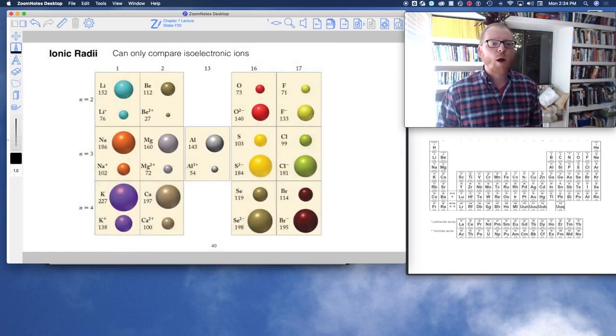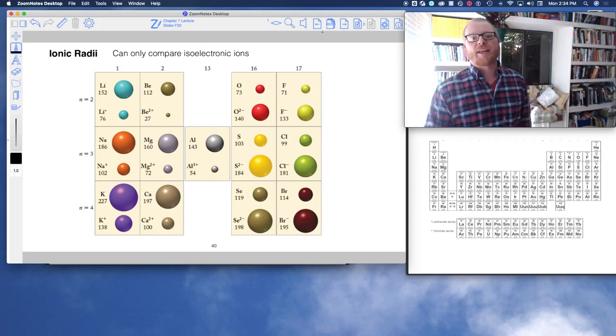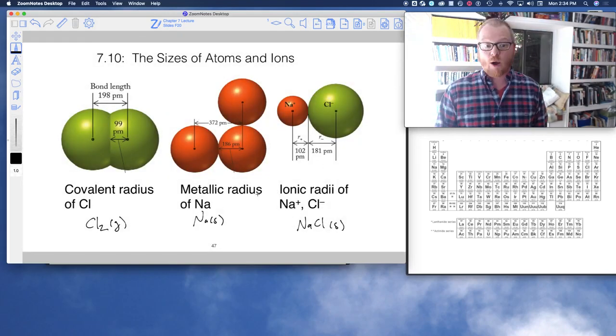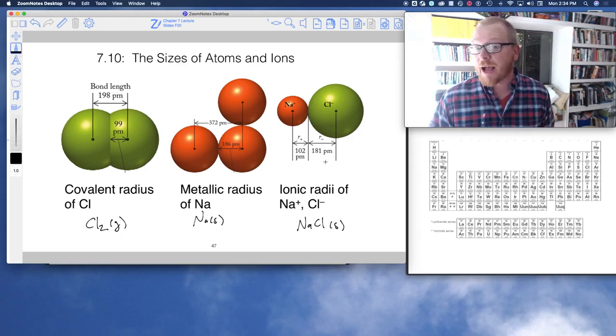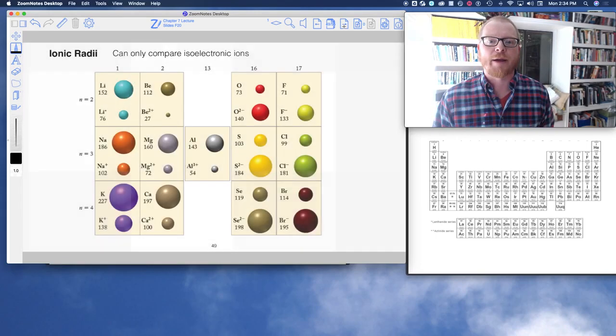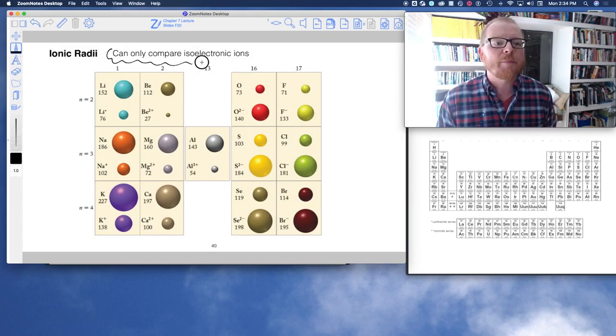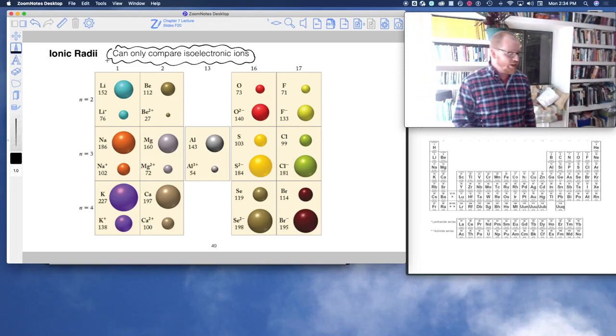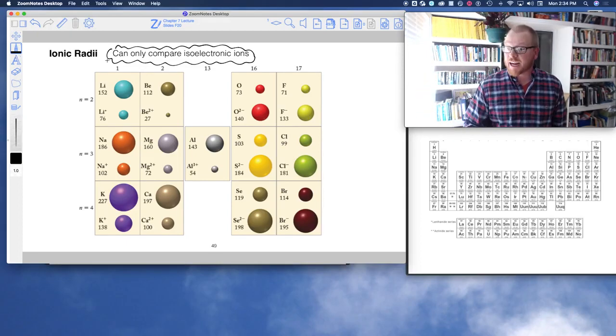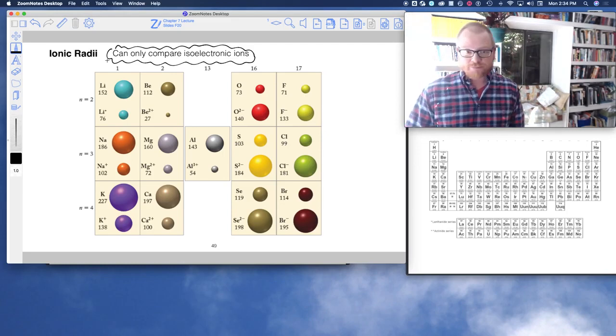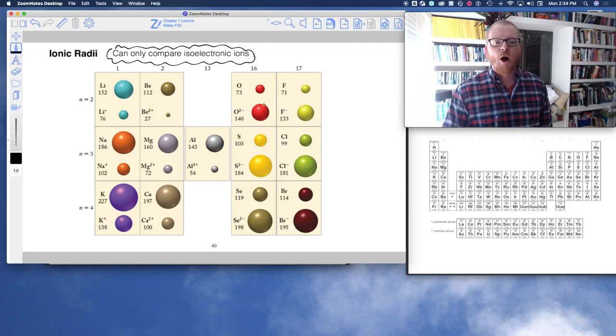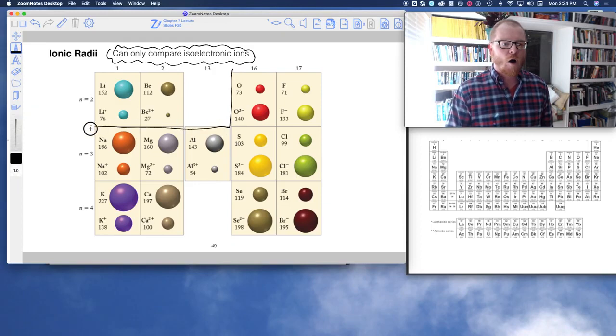Moving forward, what about ionic radii? That's related to this idea, now when these atoms become compounds, and specifically ionic compounds. We can only compare isoelectronic ions, first of all, which means I can only compare things that have the same electron configuration. So let's pick O2 minus, F minus, Na plus, Mg2 plus, and Al3 plus. I'm going to circle all of those.